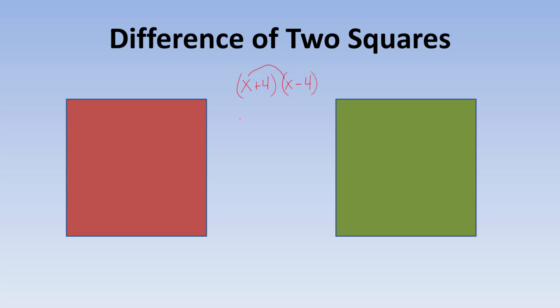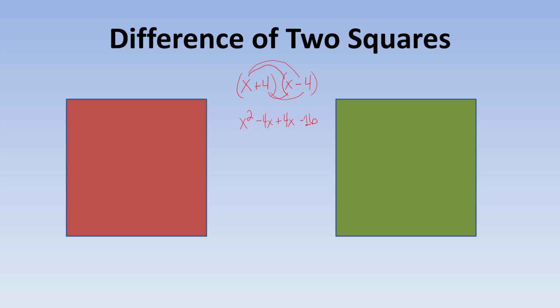X times x is x squared. X times negative 4 is negative 4x. 4 times x is positive 4x. 4 times negative 4 is negative 16.